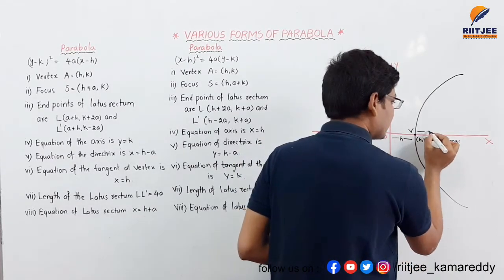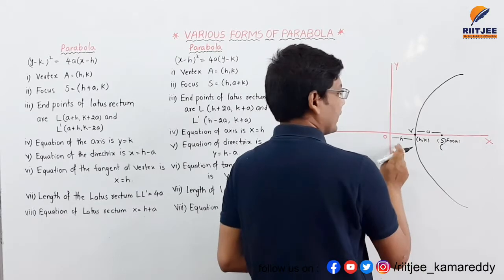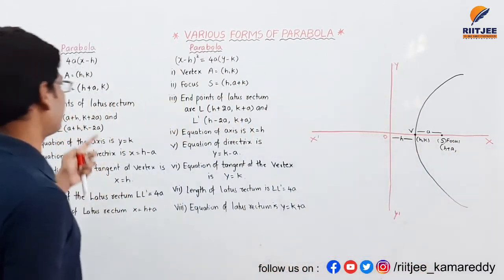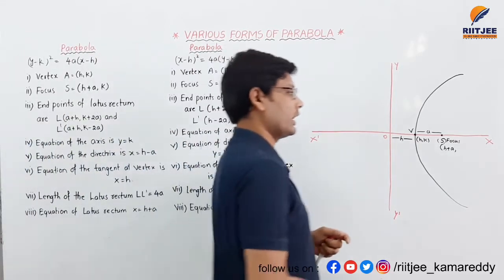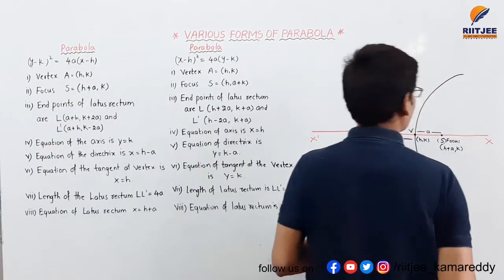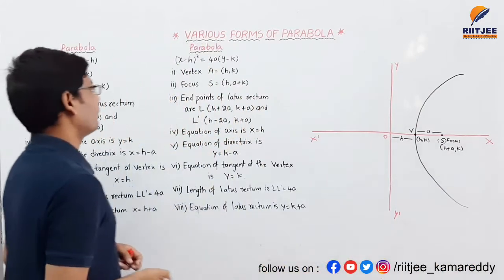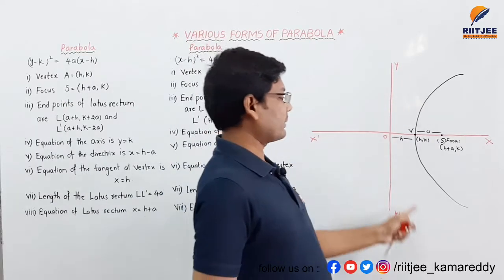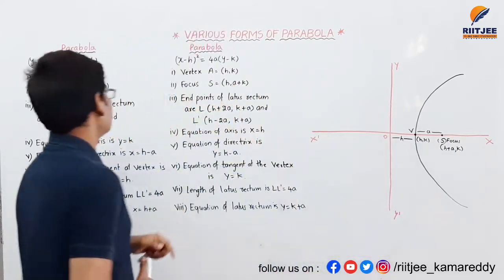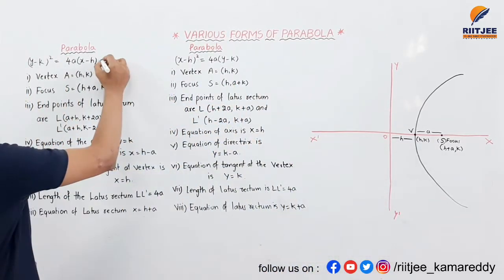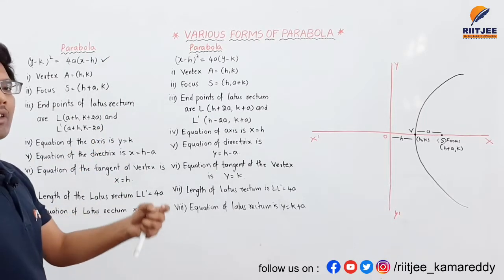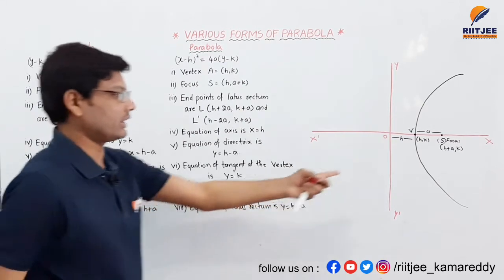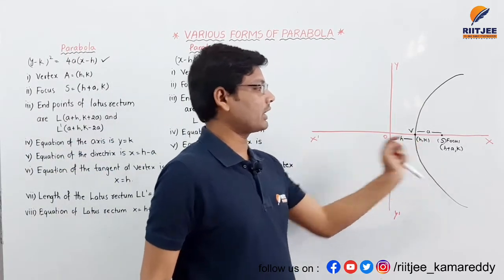This distance is considered as a, so the focus is h plus a comma k. This is the focus, and this is the parabola. This is the diagrammatical representation of a parabola. The first point is the standard form when the vertex is h comma k, and this is the vertex h comma k.